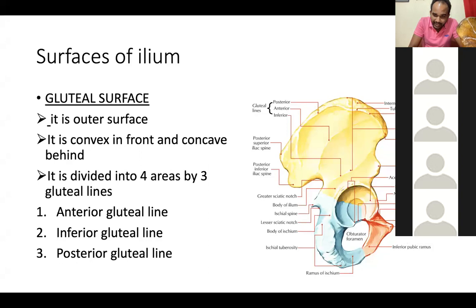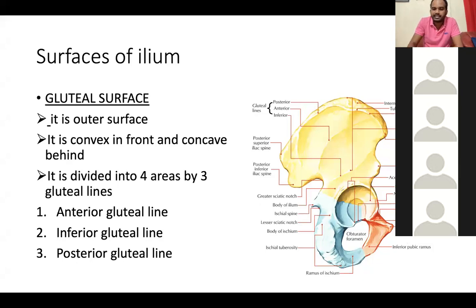Then the area in front of the inferior gluteal line, this area, will give origin to the reflected head of rectus femoris muscle. The straight head of rectus femoris is taking origin from the anterior border, anterior inferior iliac spine.